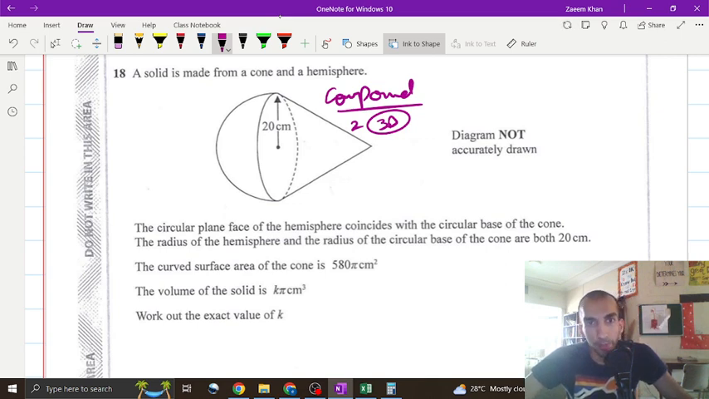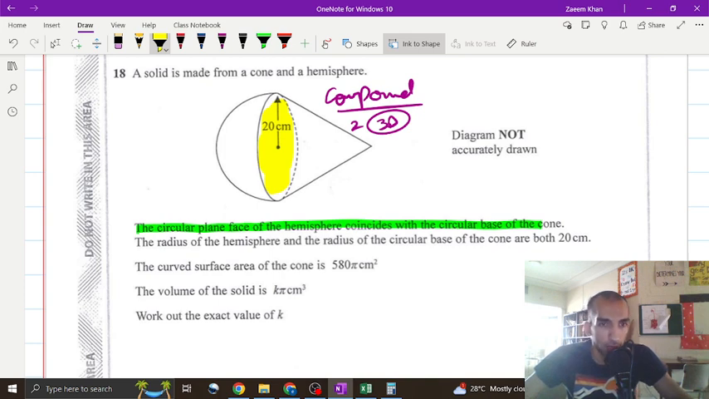A circular plane face of the hemisphere coincides with the circular base of the cone. Now, what does this mean? It's like latches. I didn't quite get you. Come again? It matches. Alright, perfect, that's the word. The circular face, I'm going to highlight the circular face in yellow. This is the circular face of the cone. It matches, or it maps onto, the circular base of the hemisphere.